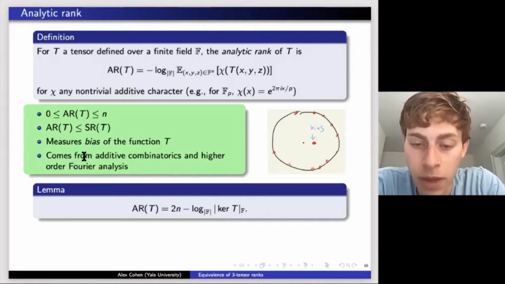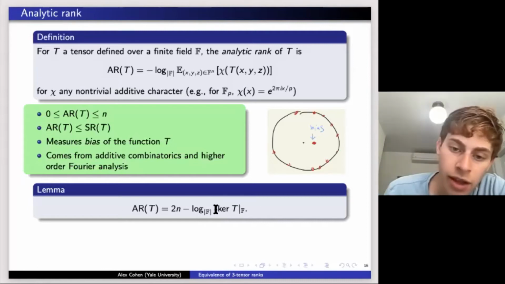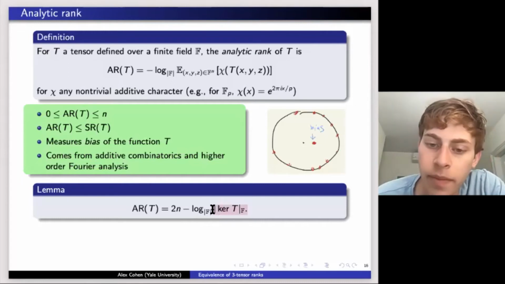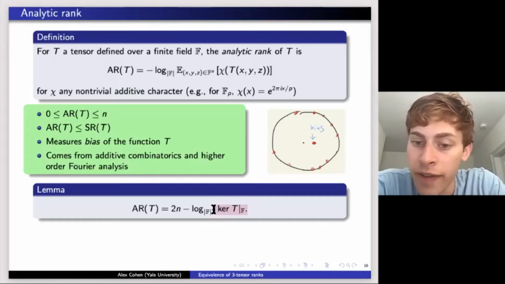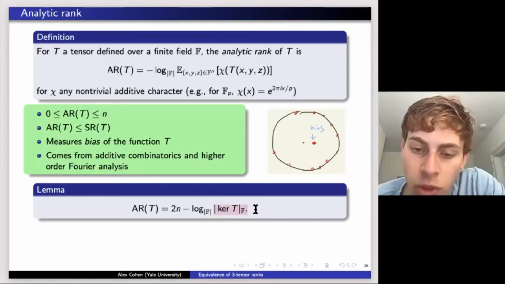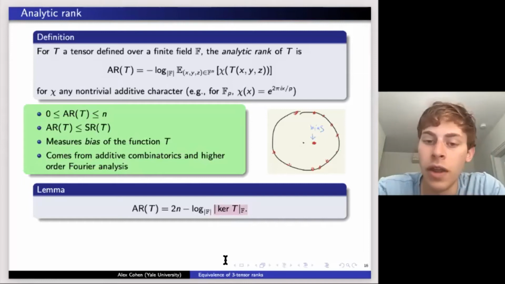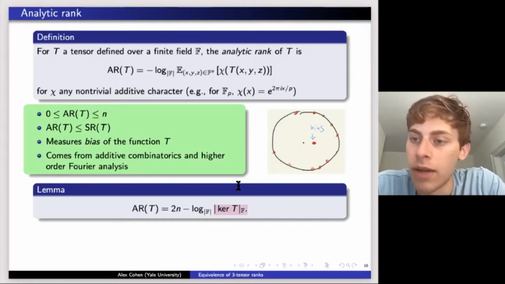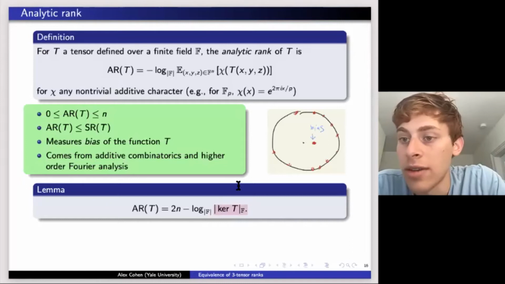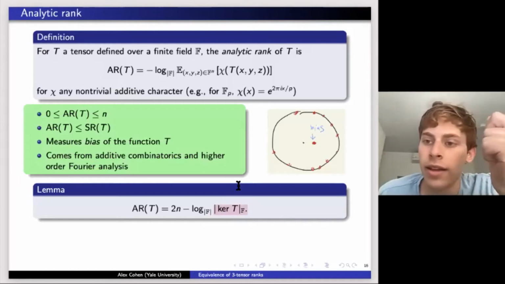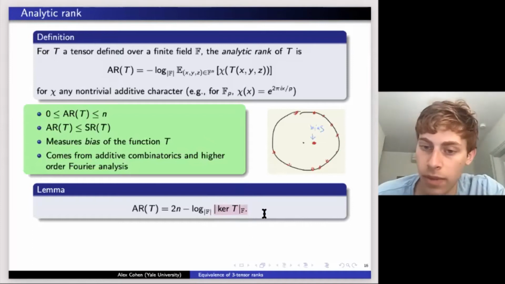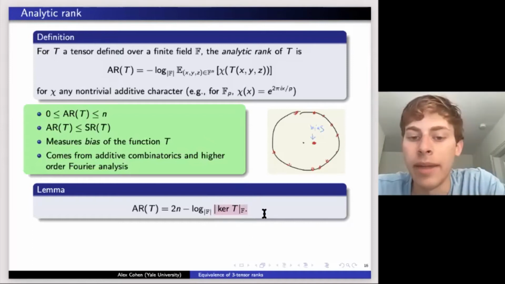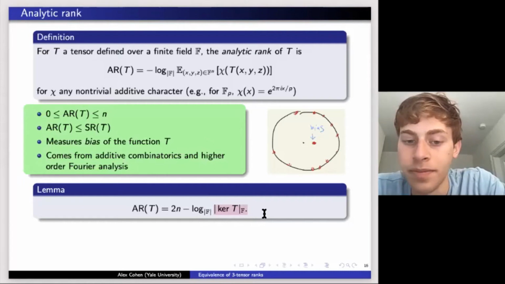Okay, so what does this mean? The kernel of T sub f is some variety over an algebraically closed field, the closure of f. But this is just referring to the number of points in that kernel which have coordinates in f. Because it's a finite field, it's literally just the number of vectors x and y such that T of x, y equals 0. It's just a number. It's point counting. So then the analytic rank is 2n minus the log of that number.